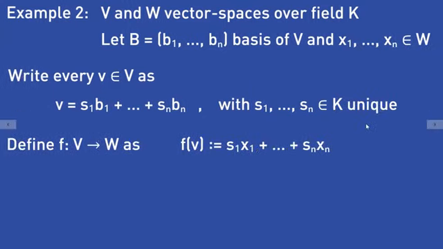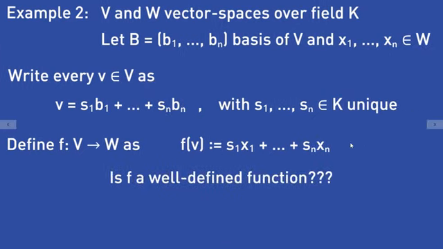Now we define a relation f between V and W the following way. f of v is equal to s1 times x1 plus s2 times x2 and so on plus sn times xn. The x1 to xn are these vectors in the space W, and the s1 to sn are the uniquely determined coefficients in the basis representation of the vector small v. We want to show that f is a well-defined function.